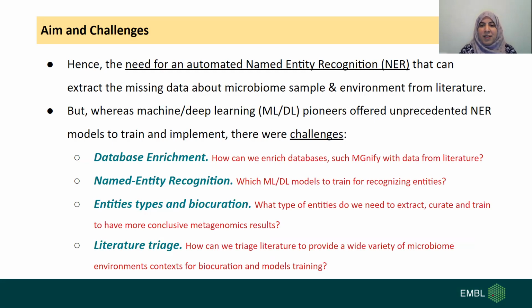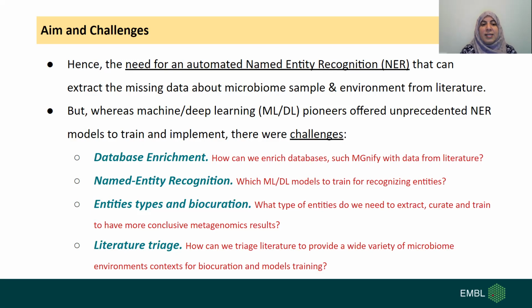But whereas machine learning, deep learning pioneers offered unprecedented named entity recognition to train and implement, there were challenges. First, the database enrichment. How are we going to enrich the databases? Are we going to develop our own APIs? Are we going to use current APIs or modify them? The second challenge was named entity recognition. So what kind of models are we going to use to train for recognizing entities? Which models are efficient? Are these models going to recognize the different microbiome environmental contexts or not?